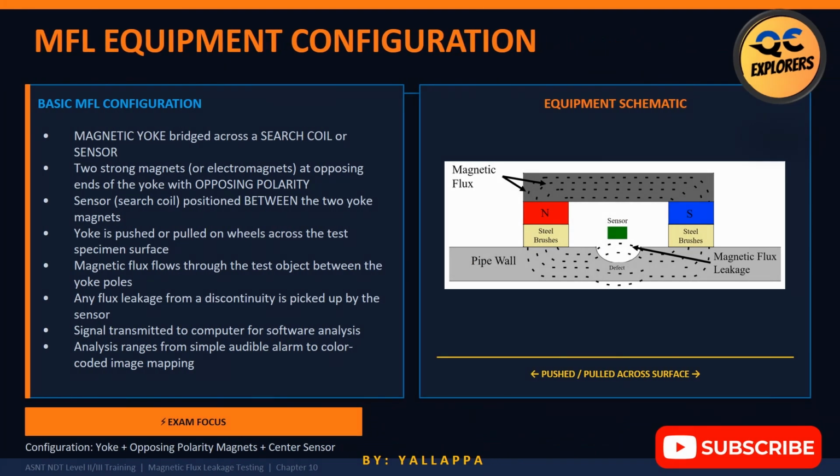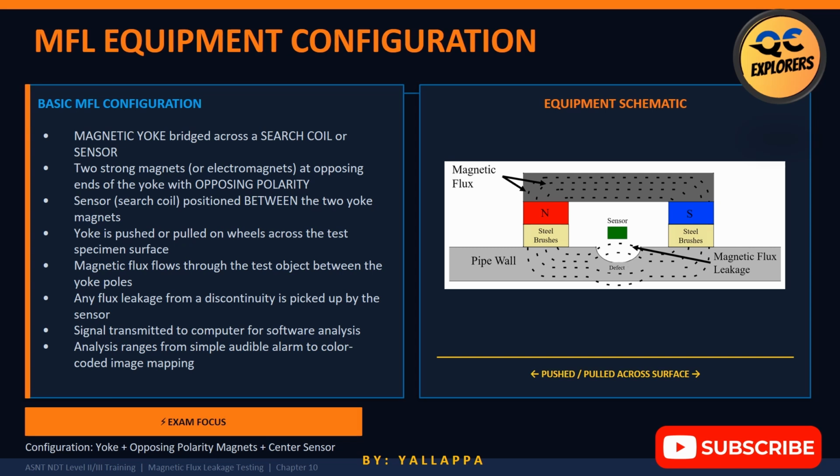Now let's build the complete MFL system. Every inspector should visualize this setup clearly. The basic configuration consists of magnetic yoke, 2 magnets with opposing polarity, sensor in the center. Imagine a U-shaped magnetic yoke. At one end you have north polarity. At the other end you have south polarity. Between them sits the sensor.